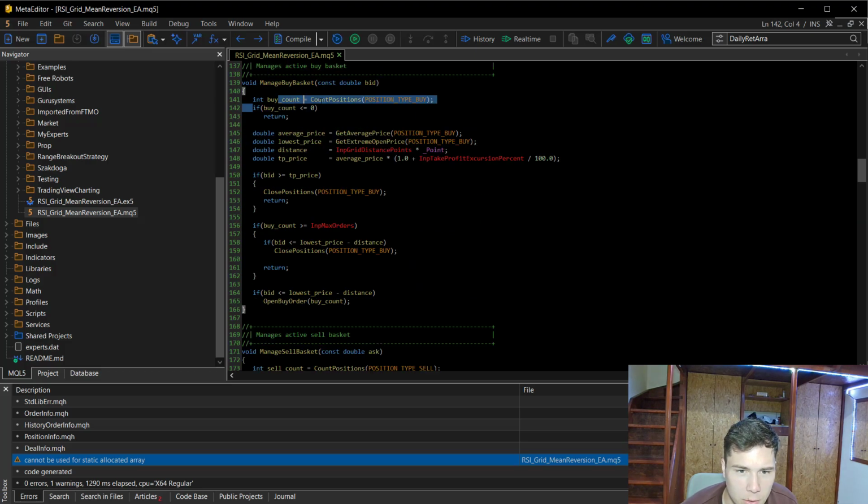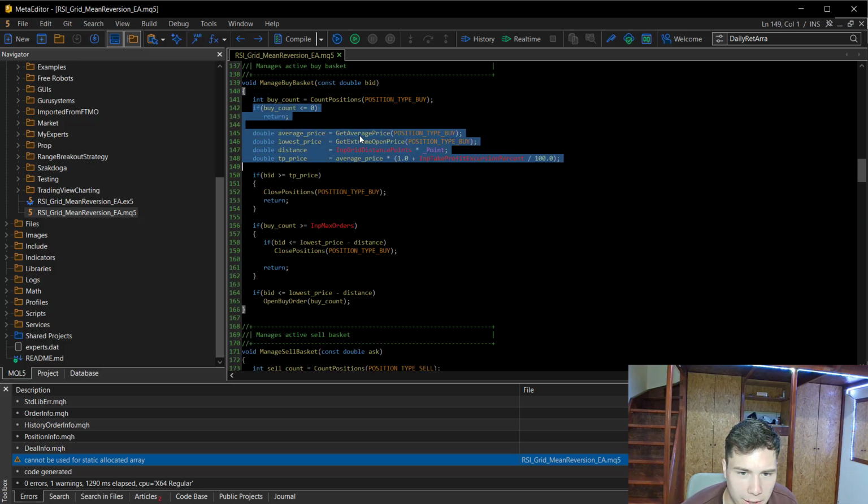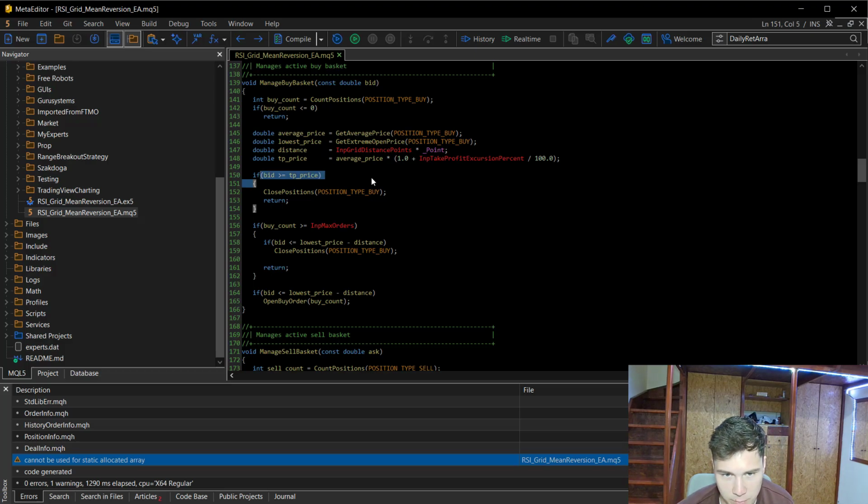For the buy basket, we calculate the average price, and then if the bid is at the take profit price, so a percentage above the average price, we are closing the positions. If the buy count is greater than or equal to the max orders, so the max amount of trades we take, and the bid is smaller than the lowest price minus the distance, we are going to close the positions.